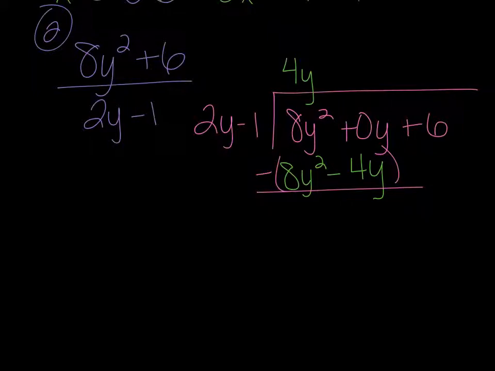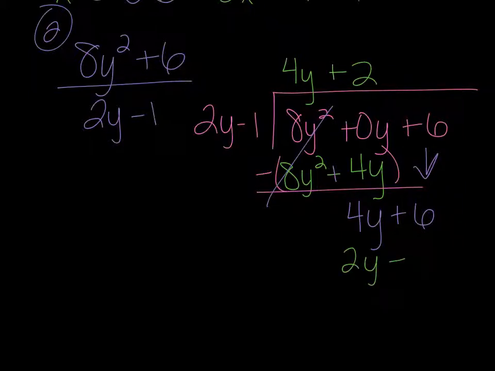Okay? So now, we're ready to subtract, and we're going to subtract everything. 8y squared minus 8y squared cancels out. And then whenever I subtract a negative 4y, what do I get? Just a positive 4y. And then bring down the plus 6. And then we get 2y times what gives me 4y? A plus 2. 2y minus 1 times 2 gives me 2y minus 2. After we multiply, then we will subtract.